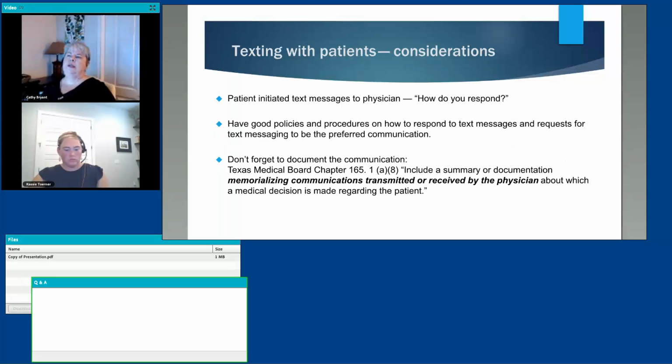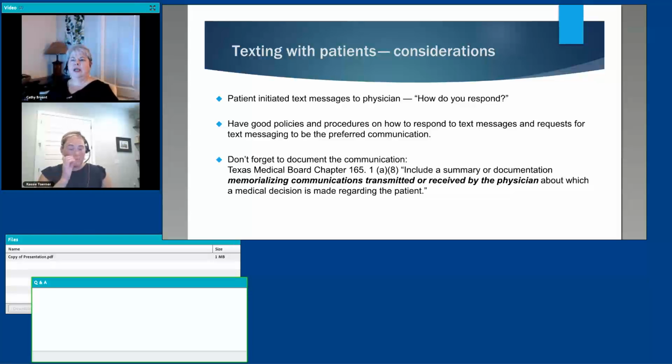We already talked a little bit about the patient text messaging the physician. And again, it's about how do you respond. You need to have good policies and procedures on how to respond to a text message, both for providers and for staff. And make sure that if a patient is requesting text messaging as a preferred communication, that you evaluate if you can honor that.